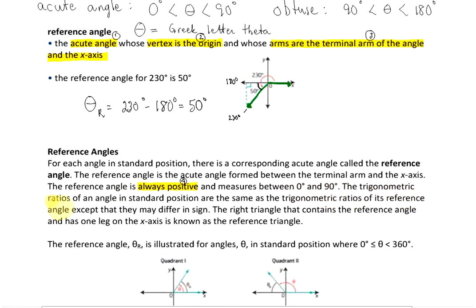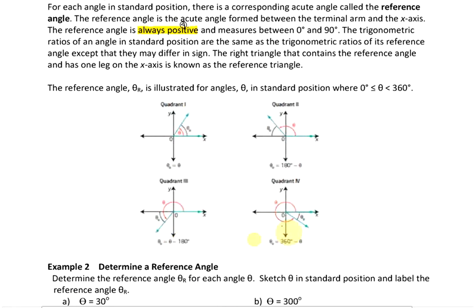The trigonometric ratios of an angle in standard position are the same as the trigonometric ratios of its reference angle, except that they may differ in sign. The right triangle that contains the reference angle and has one leg on the x-axis is known as the reference triangle. We'll take a look at the reference triangle later, but for now, let's look at what we mean by the trigonometric ratios of an angle in standard position being the same as those of its reference angle, except that they may differ in sign. So we're going to use these diagrams here to illustrate that.